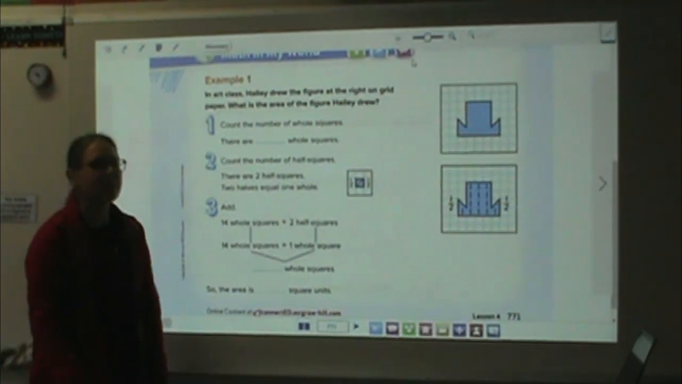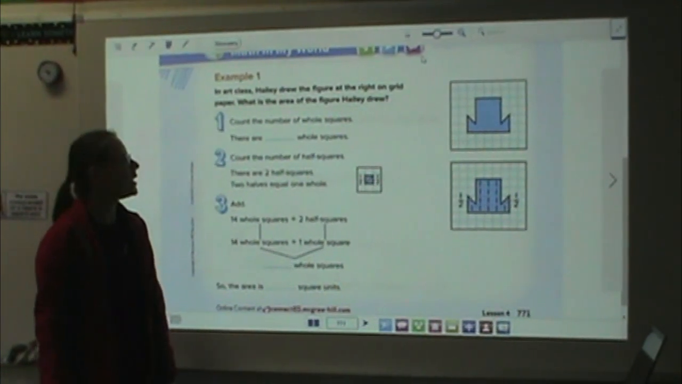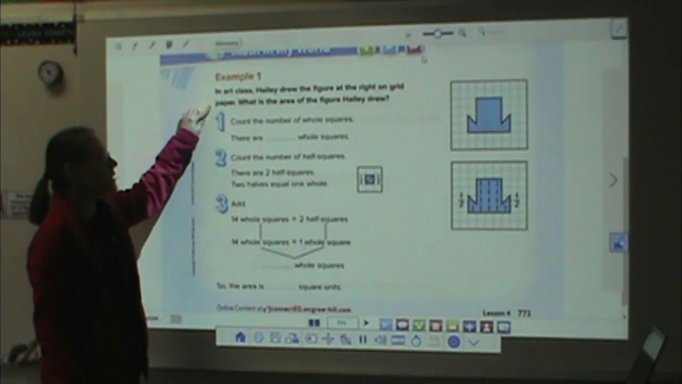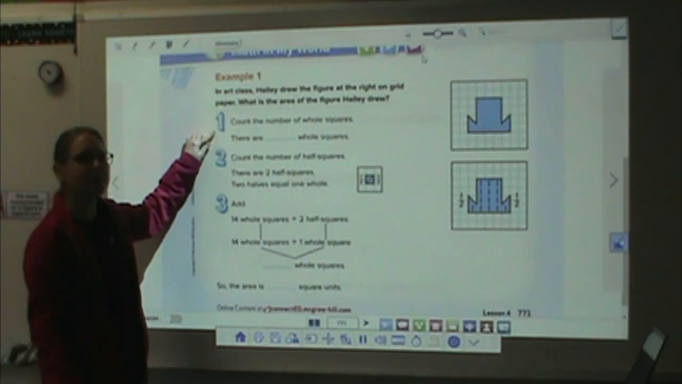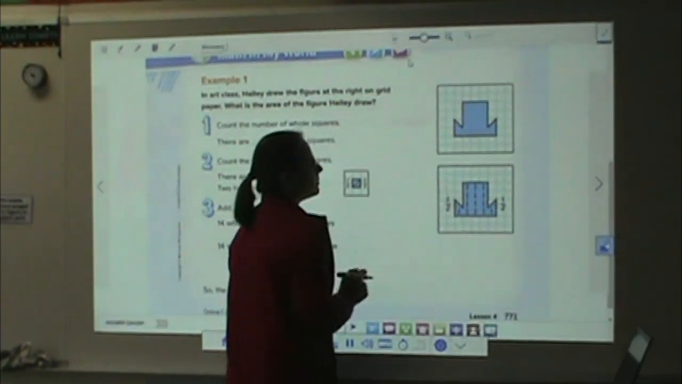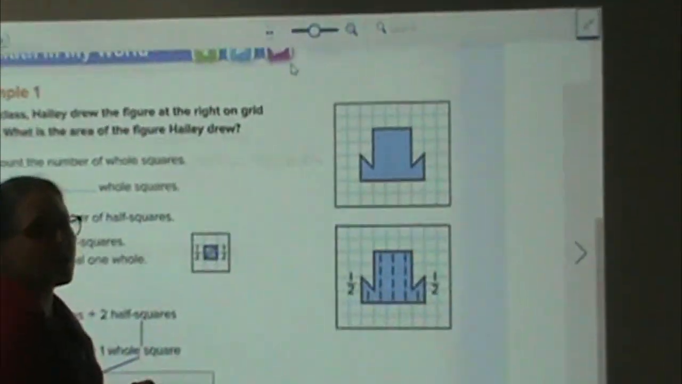Example 1. Listen as I read or read along with me. In art class, Haley drew the figure at the right on the grid paper. What is the area of the figure Haley drew? First, we're going to count the whole squares. So we're going to go over here to your figure, and you'll be able to see it a little bit better in your math book.